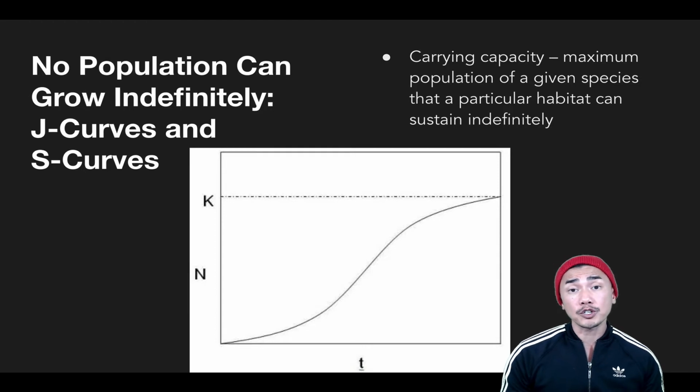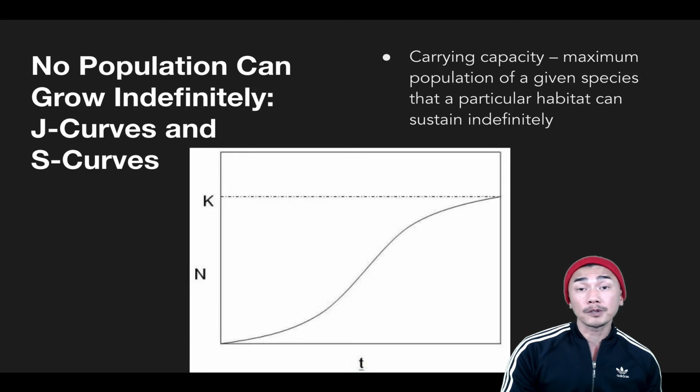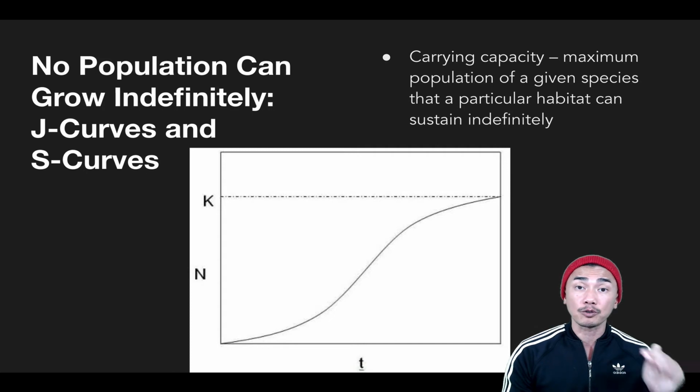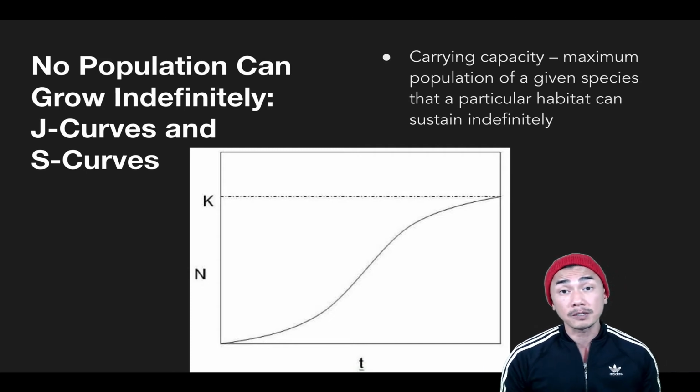No population can grow indefinitely. At a certain point, there's a limit called the carrying capacity in which the population can grow. The carrying capacity is determined by a balance between population growth and environmental resistance.